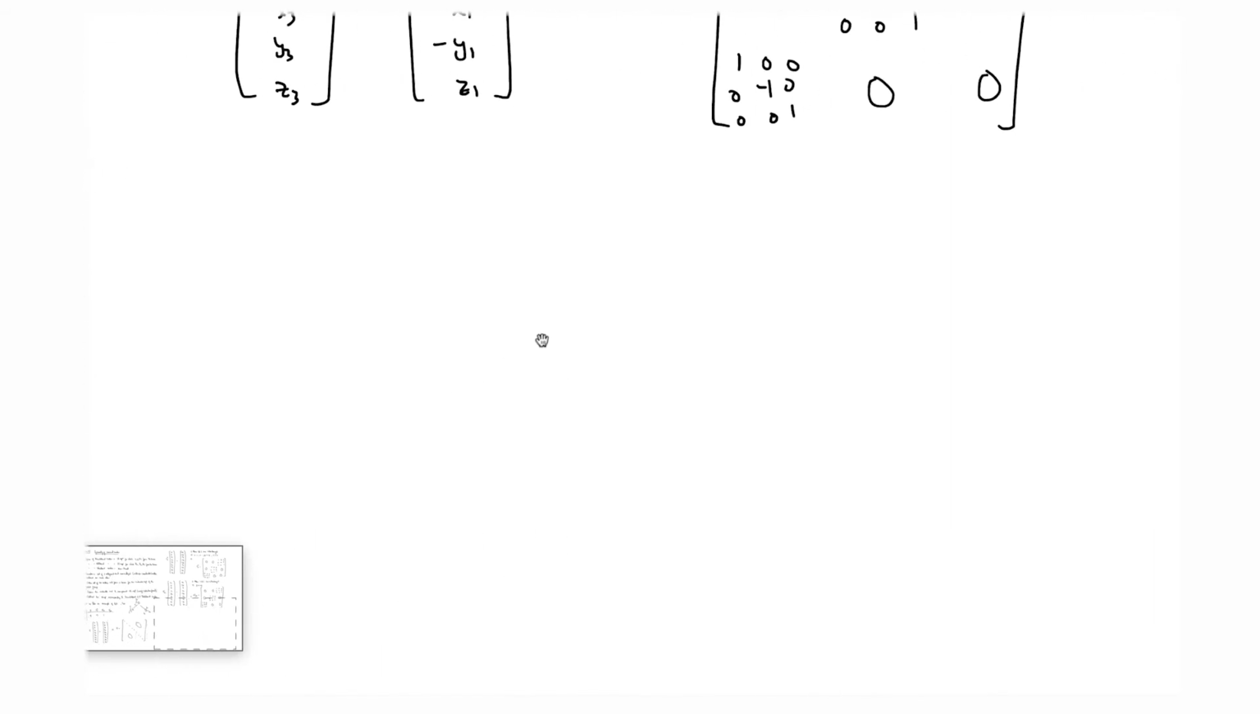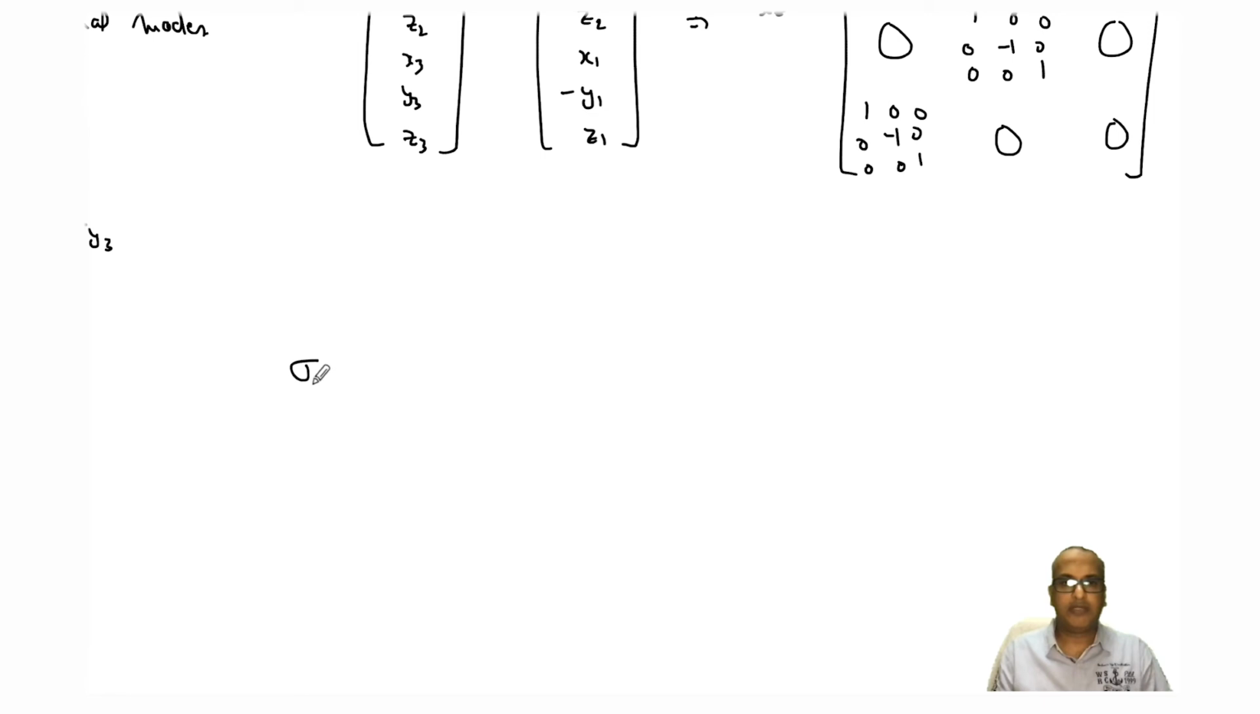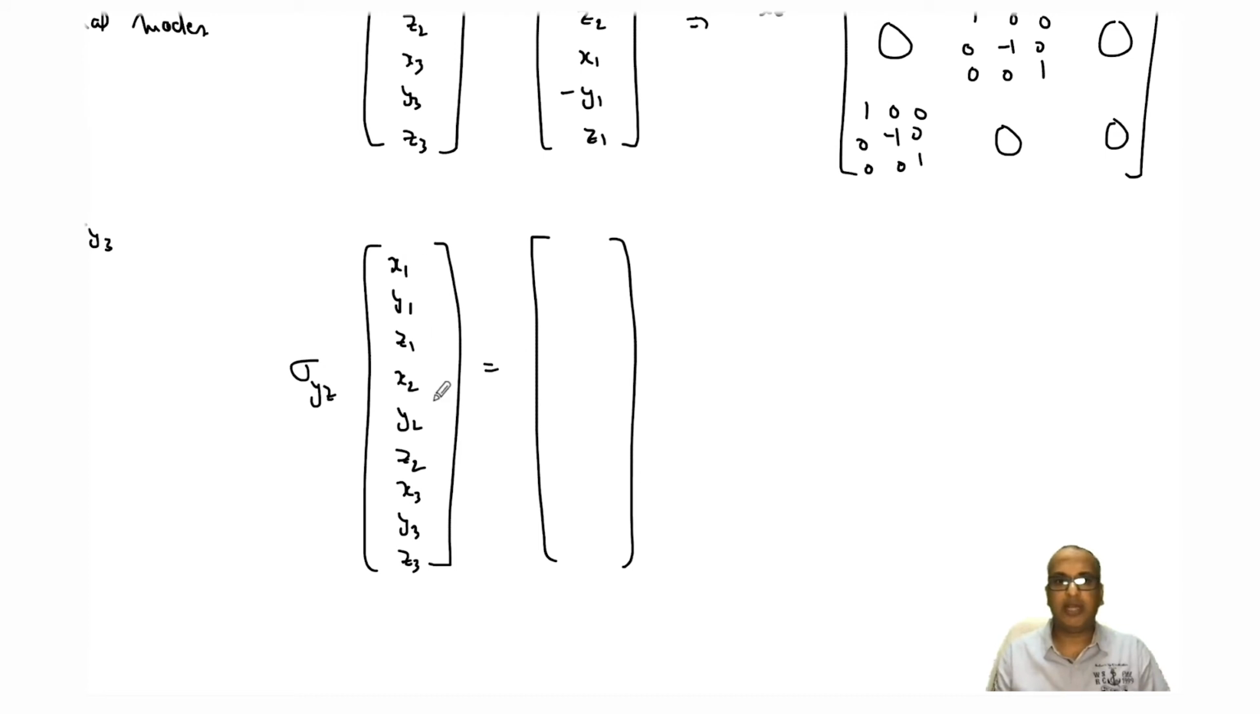Now let's do the same thing for sigma yz. Now for sigma yz, it's the plane of the board. So that means none of the atoms will move now, and x goes to minus x, right? That is the only change because now the plane is yz, right? So I have sigma yz. So none of the atoms are moving, so that means I'm not going to change the position. Only the sign of x will go negative.